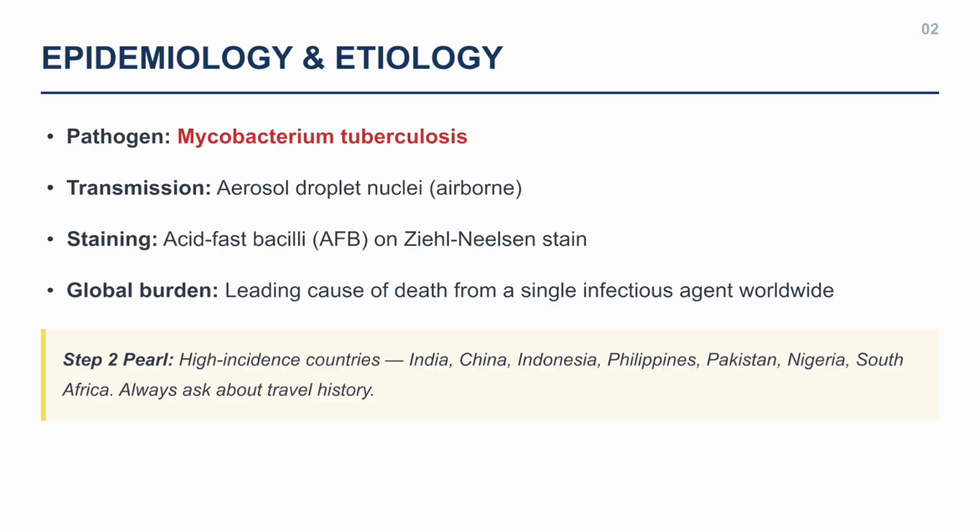Let's get started. Tuberculosis is caused by Mycobacterium tuberculosis, an acid-fast bacillus transmitted through aerosol droplet nuclei. It stains pink on the Ziehl-Neelsen stain because of its waxy mycolic acid cell wall. TB is the leading cause of death worldwide from a single infectious agent. The highest burden countries include India, China, Indonesia, the Philippines, Pakistan, Nigeria, and South Africa. Step 2 Pearl. Always ask about travel history or country of origin when TB is on your differential.